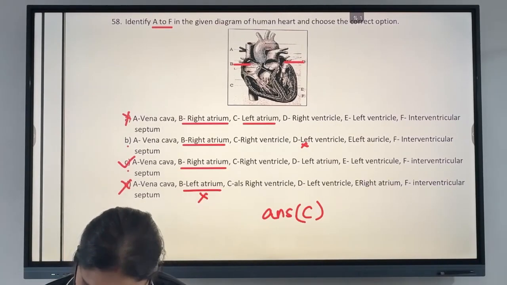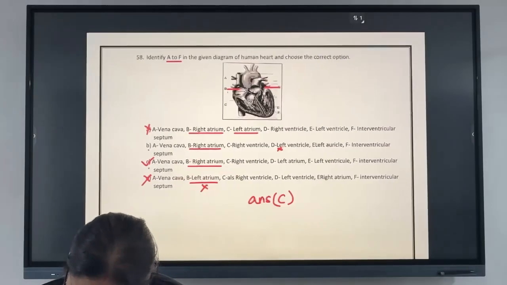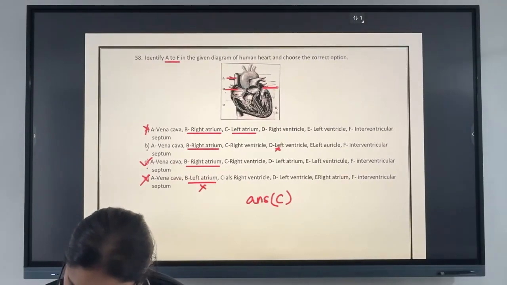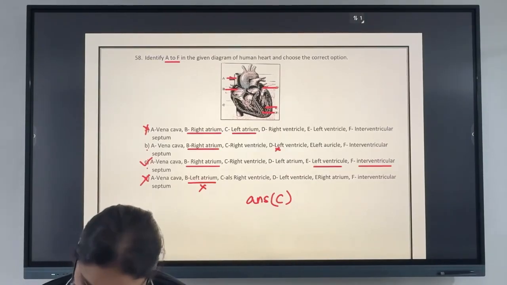Let's read out option C. A is vena cava, absolutely right, it's the superior vena cava. E is left ventricle, yes, it's right, E is left ventricle. F is interventricular septum, absolutely right. Okay, so the answer is option C.